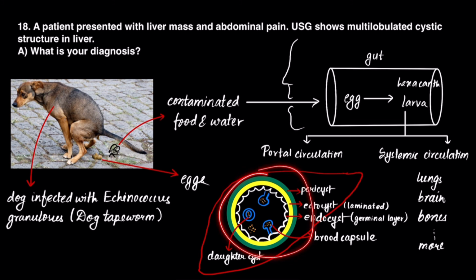The hydatid cyst has a structure something like this. There's outermost pericyst, the middle ectocyst, which is laminated, and the innermost endocyst, which is also the germinal layer. To this endocyst are attached brood capsules, and these brood capsules give rise to daughter cysts. If you look at the microscopy of this hydatid cyst, most of the time you will only be able to look at the ectocyst or the middle layer.